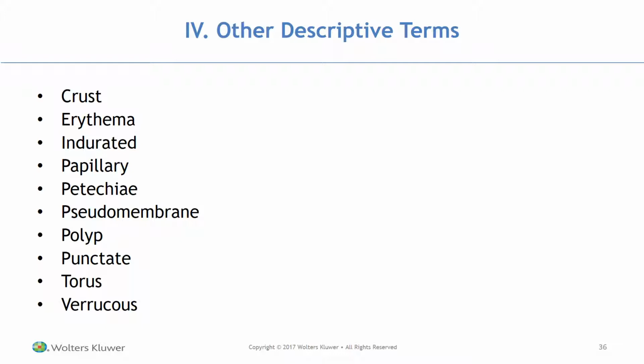A polyp is a mass of tissue that projects outward and upward from the normal surface level. Punctate is marked with points or dots differentiated from the surrounding surface by color, elevation, or texture. Then we have torus, which is the bony elevation or prominence usually found on the midline of the hard palate and the lingual surfaces of the mandible in the premolar areas. Verrucosus is a rough wart-like lesion.